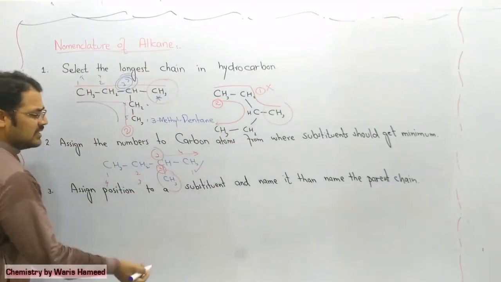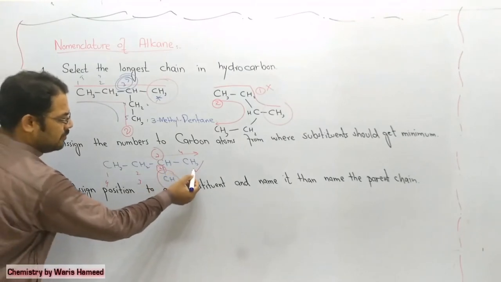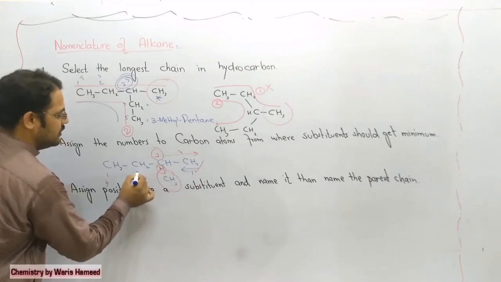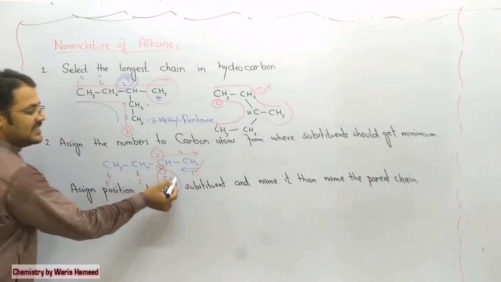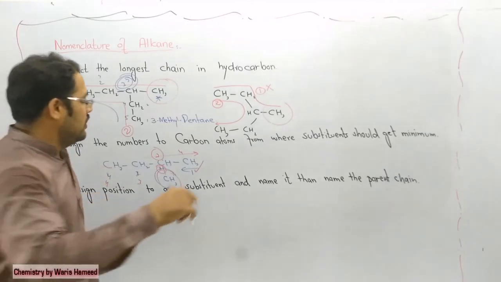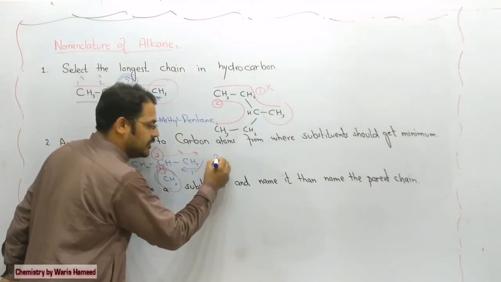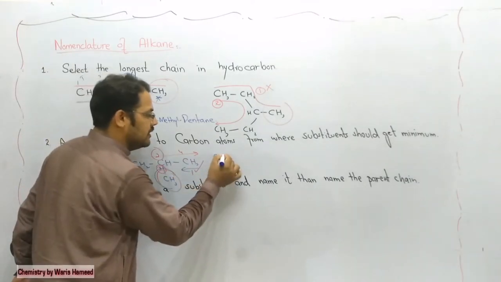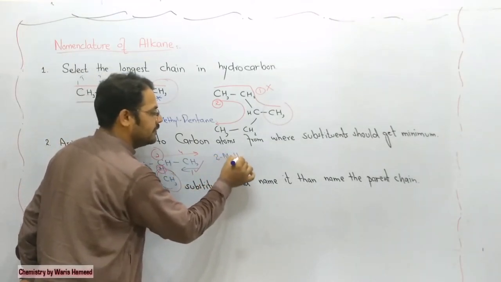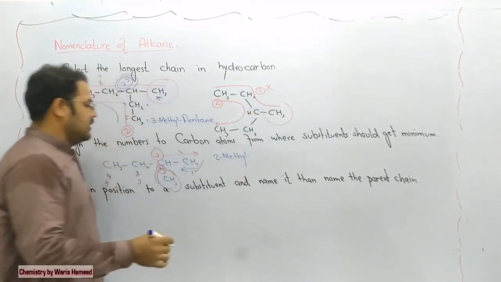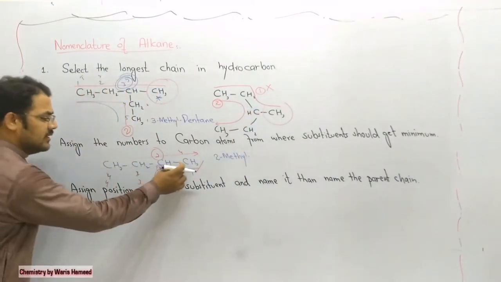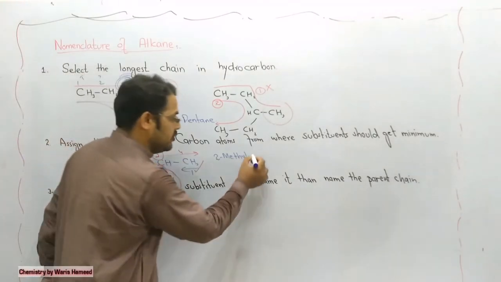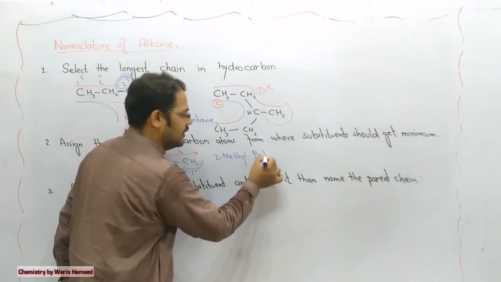In this case, the numbering is possible from this side. It's 1, 2, 3, and 4. CH3 is present on carbon 2. Now, first of all, assign the position to the substituent. Then name that substituent, it's a methyl group, 2-methyl. And at the end, name the parent chain. The parent chain contains 4 carbon atoms, so it is butane, 2-methylbutane.